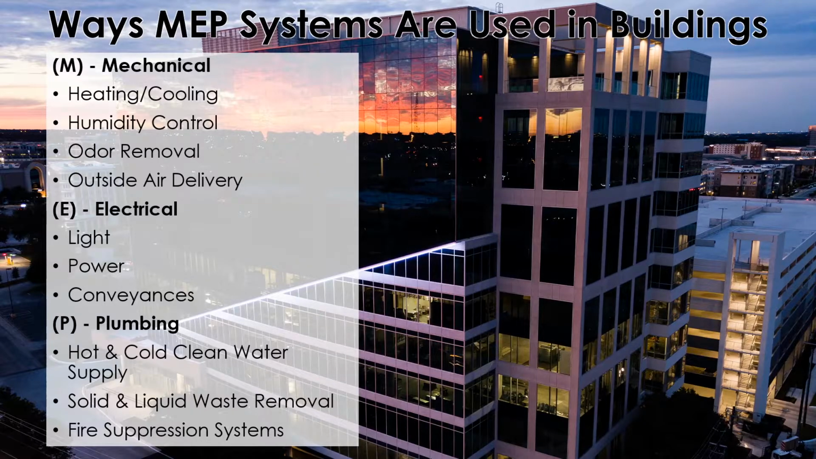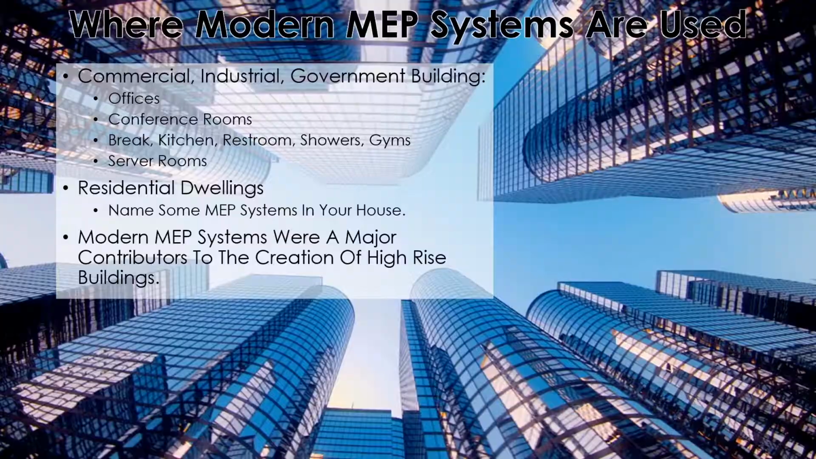And lastly, we have plumbing. This is what circulates water and waste throughout the building. It provides fresh water for drinking and cleaning, and takes the storm and sanitary wastewater away safely. So they are responsible for hot and cold, clean water supply, liquid waste removal, and also the fire suppression systems. Next, where are modern MEP systems used?